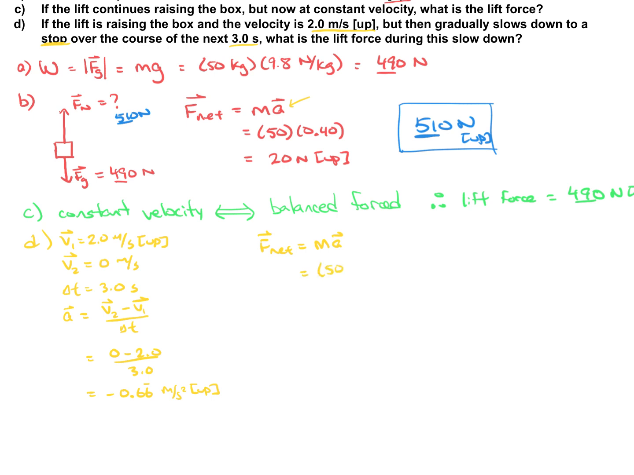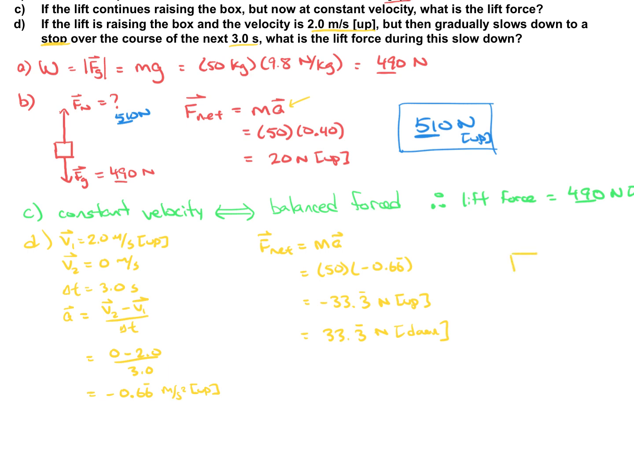So the mass is 50 times the acceleration I just got, negative 0.6 repeated. So that makes negative 33.3 repeated newtons up. Or in other words, positive 33.3 repeated newtons down. So that's my net force.